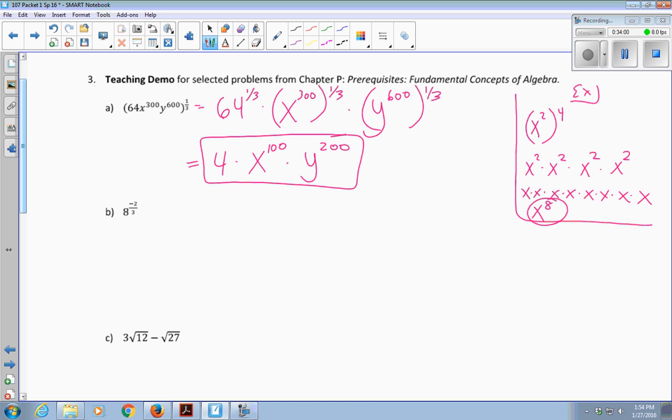All right, 8 to the negative 2/3. The rules in here we talked about already. When you have a negative exponent, you flip it. So this becomes 8 to the positive 2/3, and you move it to the denominator. Numerator becomes a 1. And then the 3 is a root, the 2 is a power. So this is 1 over the cube root of 8 squared. What's the cube root of 8? 2. And when you square it, you get 4.